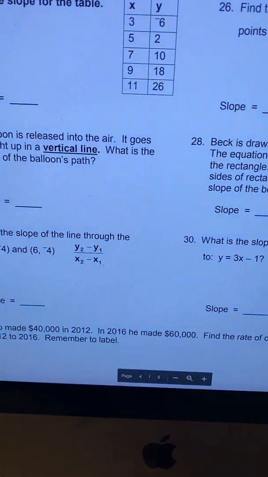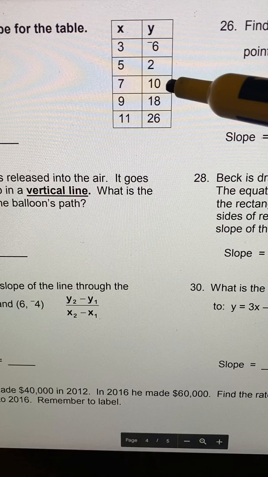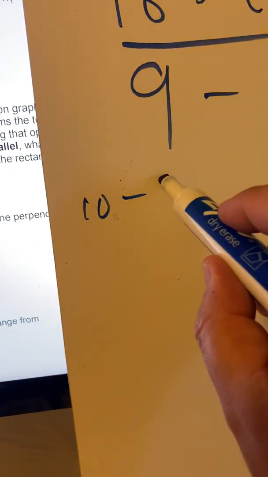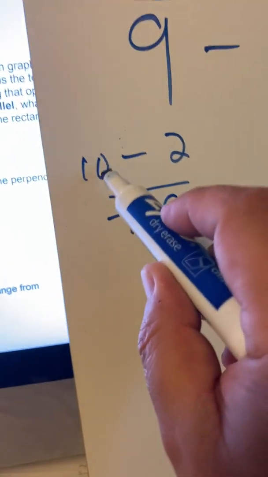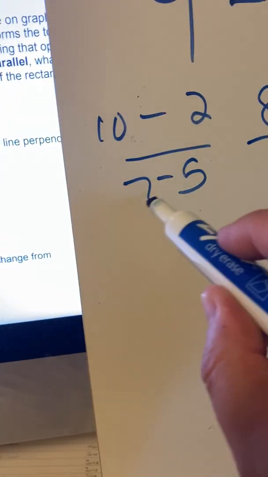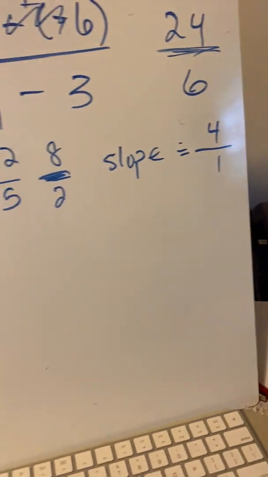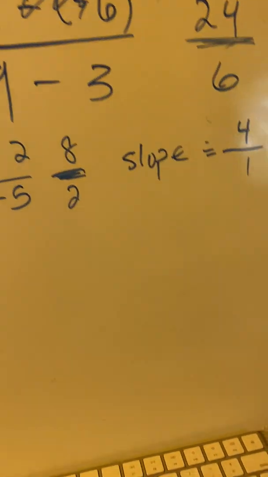Now, I can show you another method. Any one of these numbers up here. Let's do (7, 10) and (5, 2). 10 minus 2 over 7 minus 5. 10 minus 2 is 8. 7 minus 5 is 2. 8 divided by 2, still 4. Doesn't matter which one I use on this problem. The slope better come out to be 4 on each one of them for number 25.